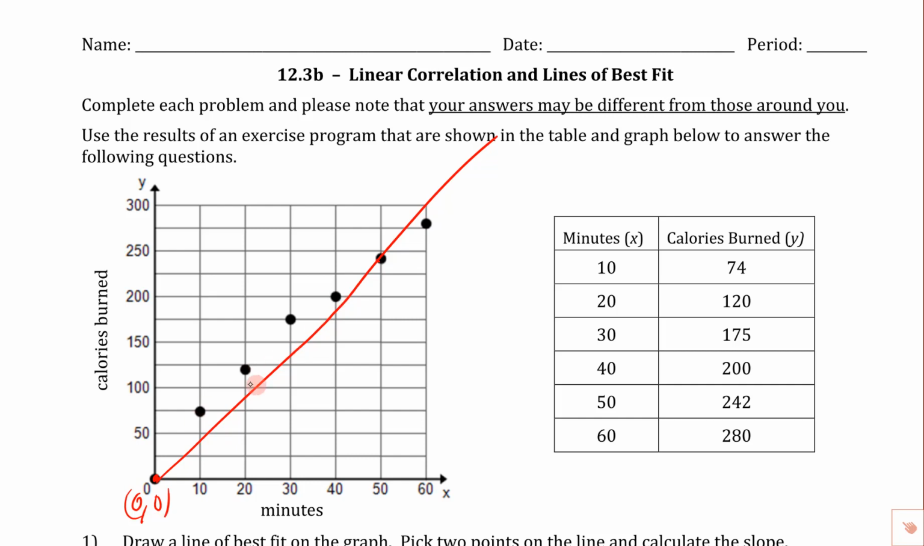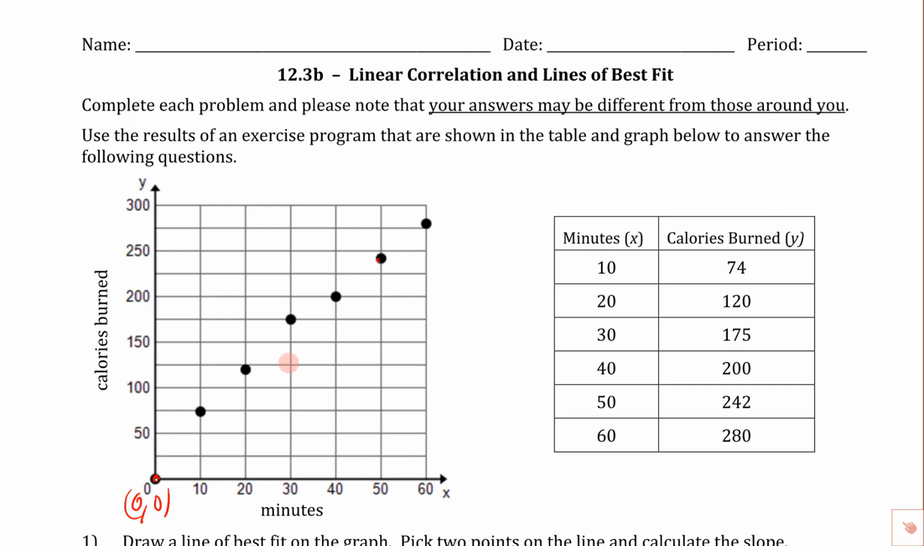Now, to my eye, that looks a little bit funny as far as the line goes, but it does make sense as far as the situation goes. The number of minutes and the number of calories. So if you exercise for 0 minutes, you're not going to burn any calories. That's actually a really good point to use.